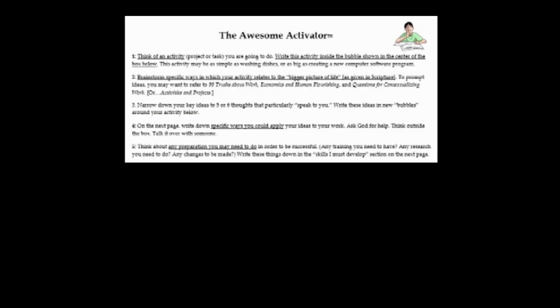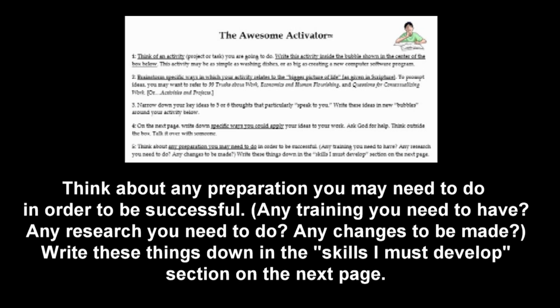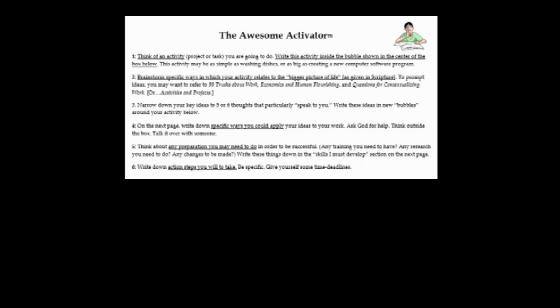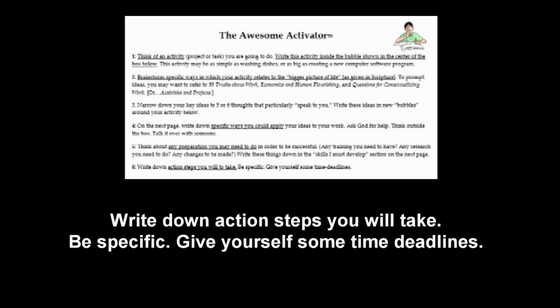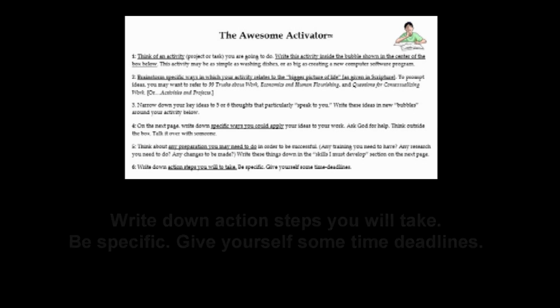And number 5. Think about any preparation you may need to do in order to be successful, any training you need to have, any research you need to do, any changes to be made. Write these things down in the skills I must develop section on the next page. Number 6. Write down action steps you will take. Be specific. Give yourself some time deadlines. Good, thank you.